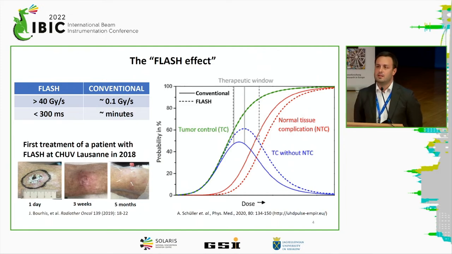And then at the moment, the preclinical experiments show this flash effect with electrons, with protons, and I know there is something with photons. However, it's difficult to have photons at such high dose rates. And carbon ions, basically, that's another important one.